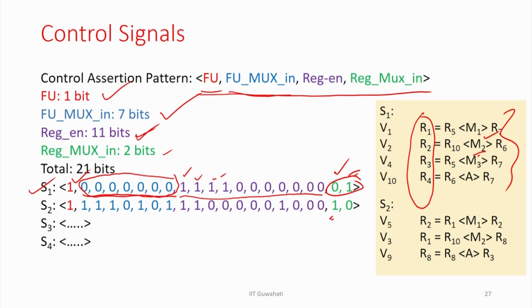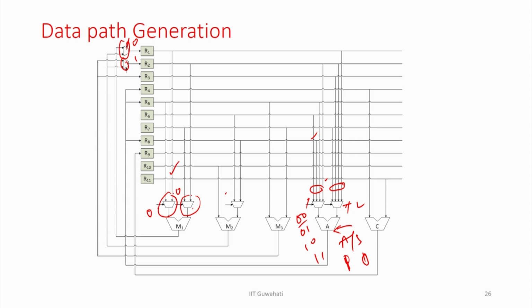Similarly, let us discuss S2. Again I am going to do addition, so I need 1 here and the rest of these 7 bits are for the multiplexers, and now I am going to choose the second input. So, I need 1 here, I need 1 here and I need 1 here, and I need 0 1 here because I am going to select the second one, 0 1 here.